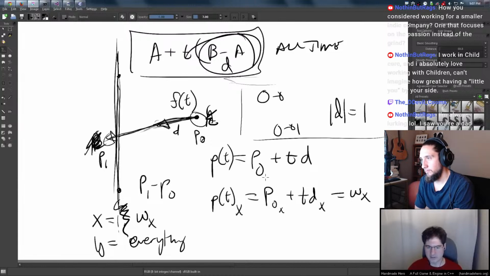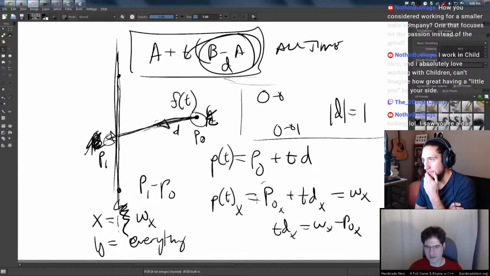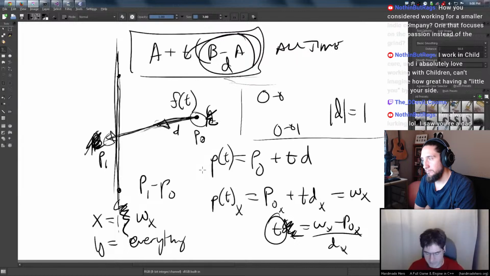So this right here is the equation I would solve to tell me when I would hit that in t. If I want to actually solve it, I can just solve for t. I get t dx equals wx minus p0x. I subtract this over to this side, so that goes over here, and then I divide by dx to get rid of the dx, and put it under here. Divide by dx, okay? So this is the time at which I would hit that wall. Simple enough, right? Not particularly complicated.